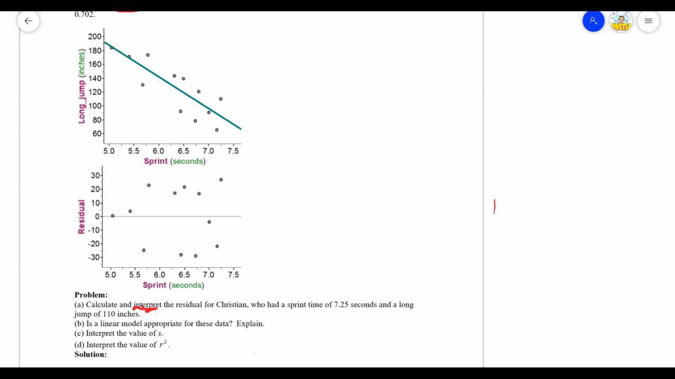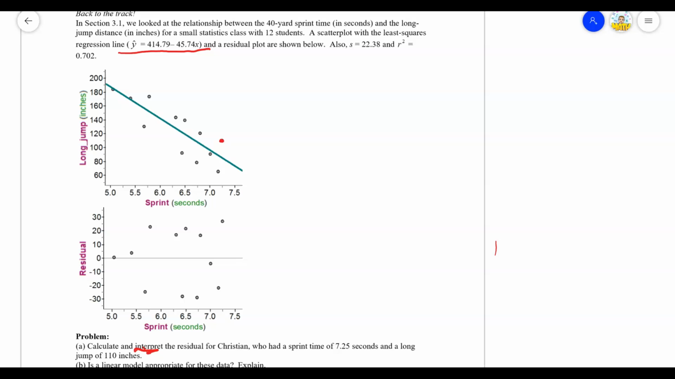Let's see if we can locate him on here. 7.25, I'm going to guess he's right here. Does that look about right? 7.25 and 110, that sounds about right. Okay? So before I ever calculate it, I can see that the least squares line prediction for his long jump was too low. It has a positive residual, it was above the line, so the least squares line made a prediction that was too low. But let's go ahead and calculate that residual.